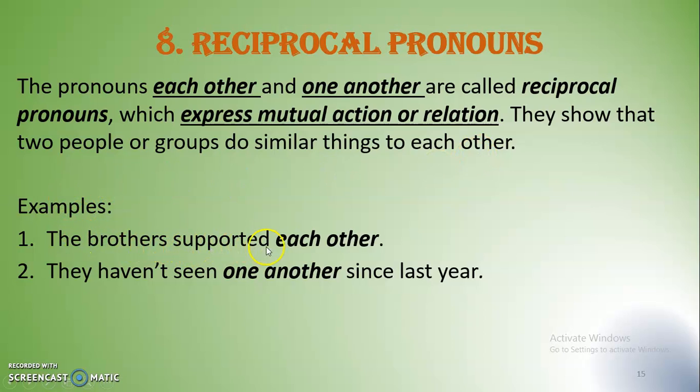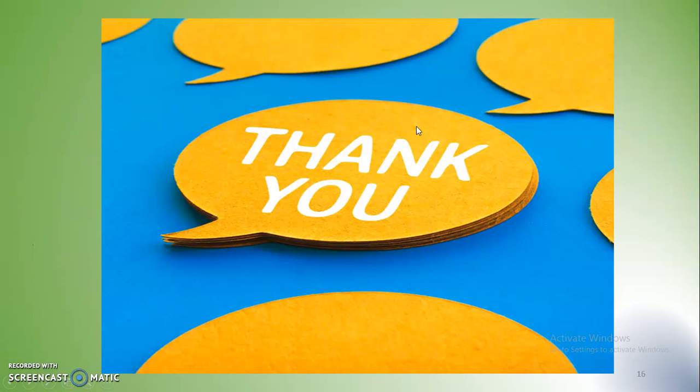Examples, the brothers supported each other. So one-to-one. So this is a mutual understanding like that. One brother, another brother. So each other. They haven't seen one another since last year. So two friends are there. They haven't seen one another since last year. So reciprocal pronouns express mutual action or relation. So these are the pronouns where we have 8 kinds of pronouns, right?